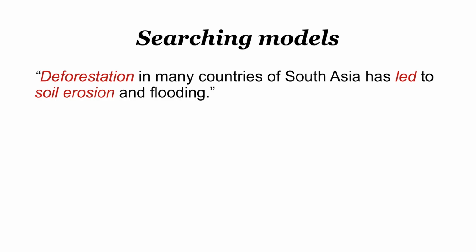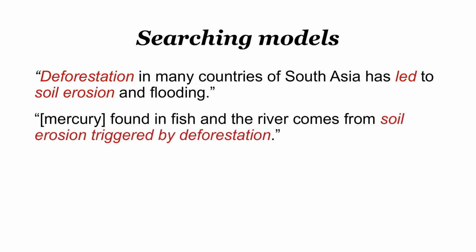Deforestation in many countries of South Asia has led to soil erosion and flooding. So that's a direct causal statement. And this is a pretty basic thing that I don't think should surprise anyone. But there are many such statements throughout the literature. And here's a similar one. Even though the language is different, it's expressing much the same idea: soil erosion triggered by deforestation. So we know there's some causal element.